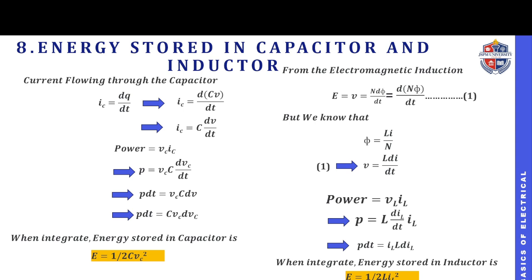From this slide we understand the voltage across the inductor also. What is the voltage across the inductor? V is equal to L into di divided by dt. What is the current flowing through the capacitor? IC equal to C into dVc divided by dt. I hope the topic is understandable and interesting.